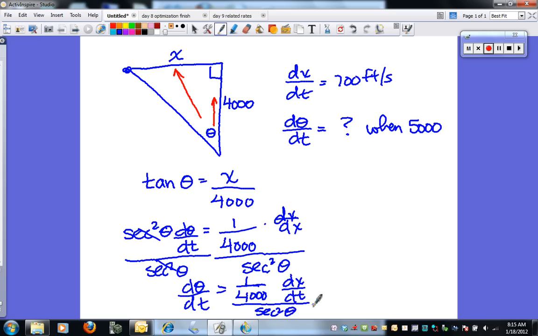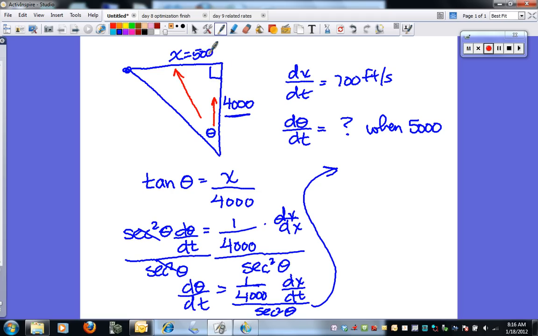Now substitute and solve. Okay, let's see how hard that is. I have 1 over 4,000. I have dx dt, and the great thing is I'm given dx dt. Secant squared theta. I'm not given theta, so that means I'm going to have to find theta. Well, how am I going to find theta? Do I have enough information to find theta? I do. I have this side, and I have this side.